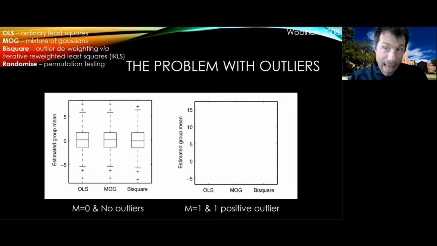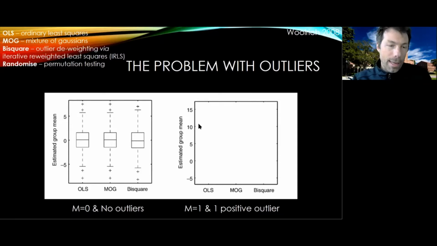And then finally, the last one we're going to look at is known as randomize, and it's a non-parametric approach. I will give a demonstration of how this type of permutation testing works a few slides down. So for now, just bear with me.